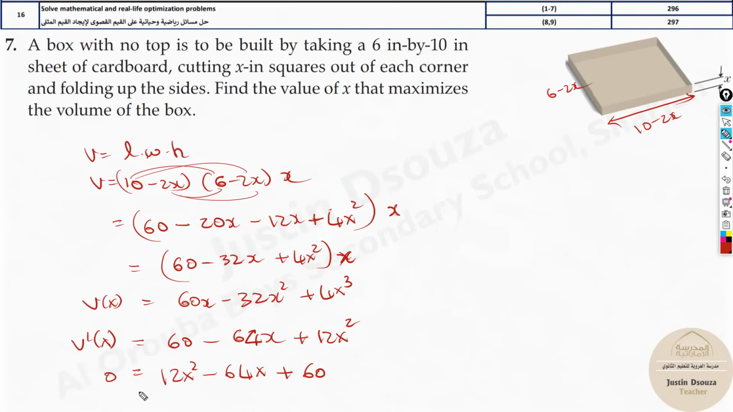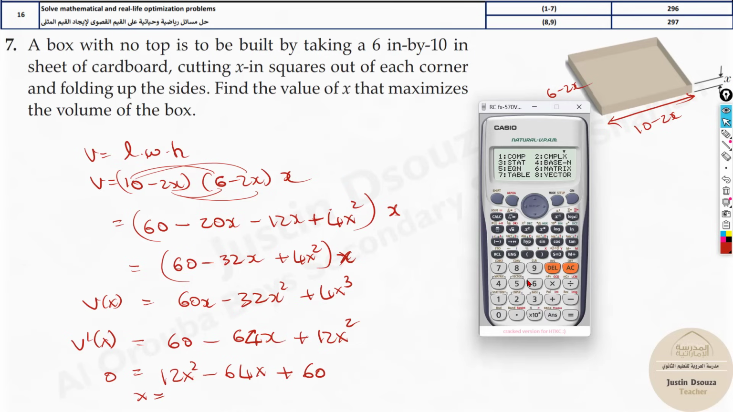Now, how can you find the x values? This is a quadratic equation. Use your calculator, mode 5, option 3. Let's click on mode 5 and look over here. Quadratic is 3. Put the first coefficient before x squared, it's 12, then we have minus 64, and lastly we have 60, and the answer is 4.12, and we have got 1.21. So let me just write it. x is equal to 1.21 and 4.12. Now which do we select? There is an important step.